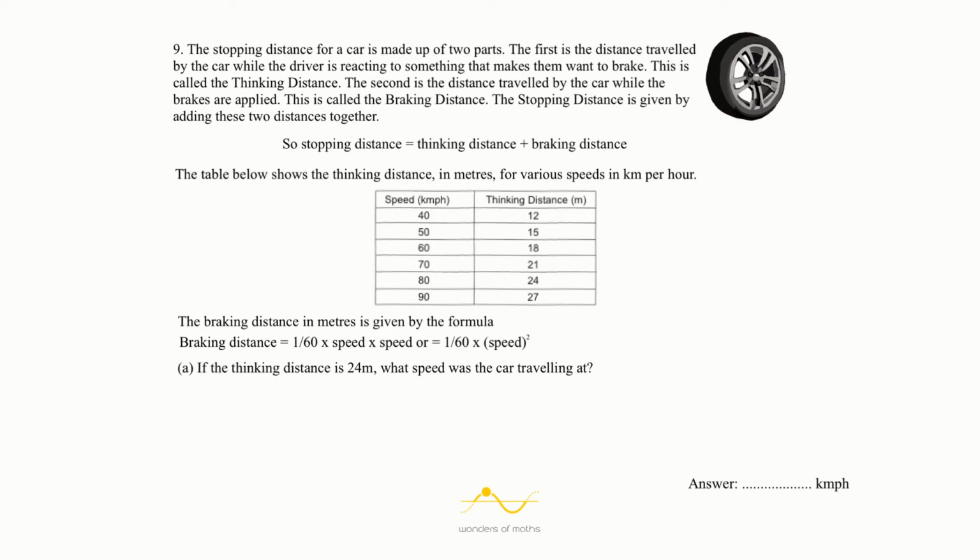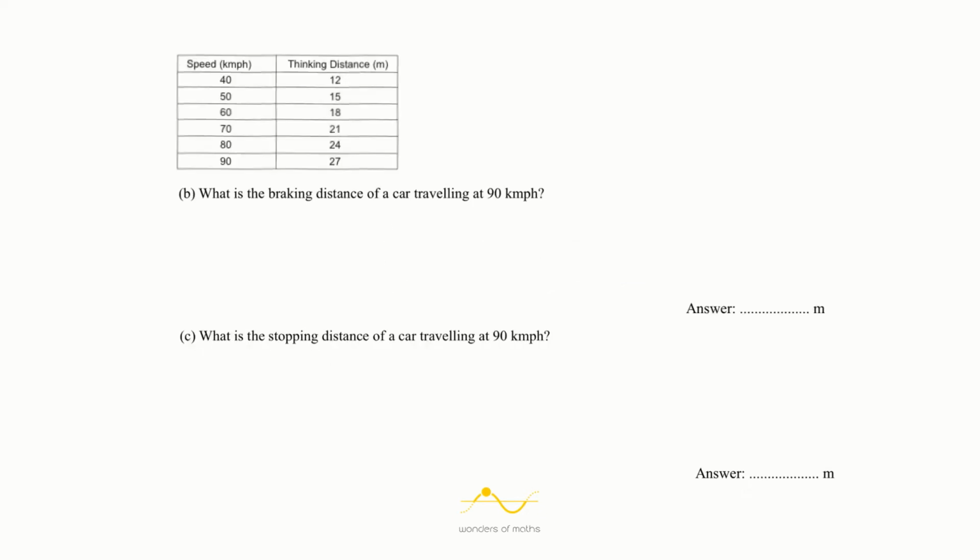For this question, we need to refer back to our table. If we find where it says thinking distance, 24 meters, we can read across the table to see that our answer is 80 kilometers per hour. Let's move on to the next part.